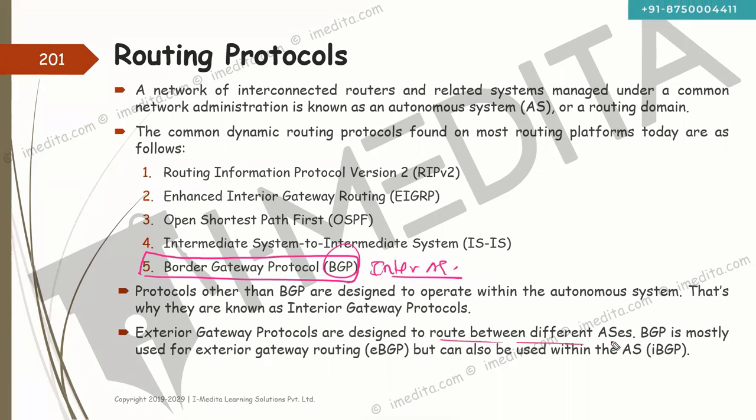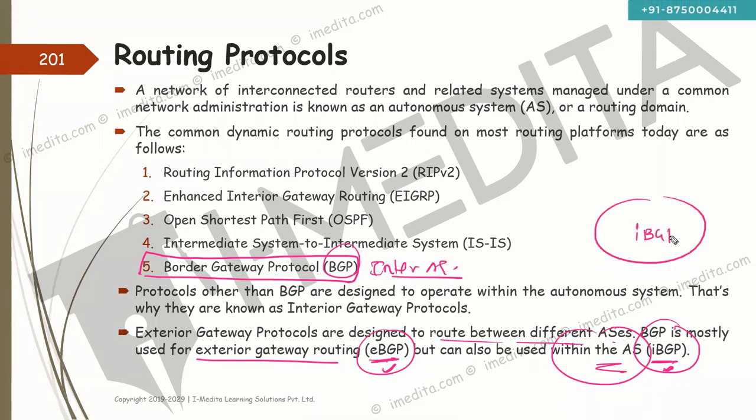So BGP, or the border gateway protocol, is used to configure the routing between two different autonomous systems. BGP can be used as an exterior gateway routing protocol. We can also use BGP within the autonomous system as well. So BGP has two flavors. One is called eBGP, one is called iBGP. We use eBGP when we need to perform the routing between autonomous systems, and iBGP when we need to perform the routing in the same autonomous system. So BGP can be used in both situations.